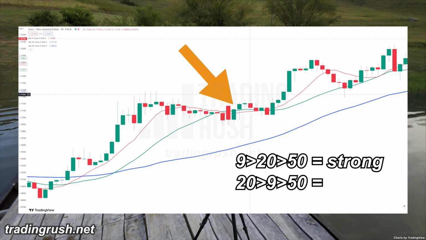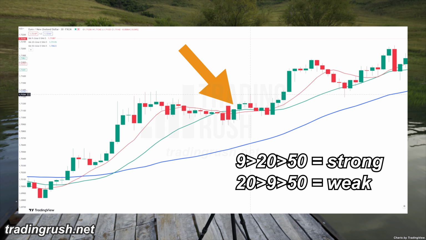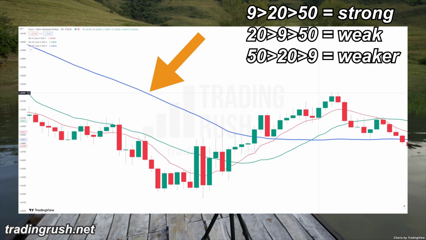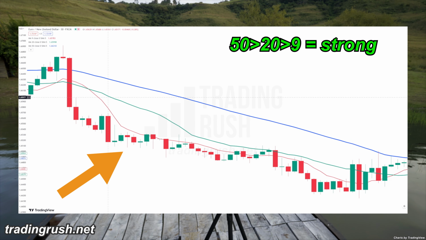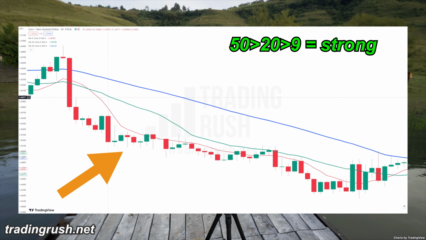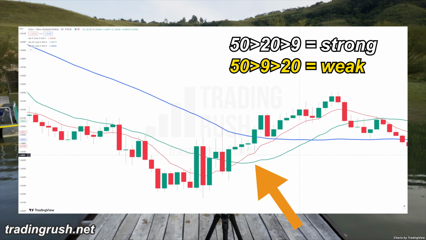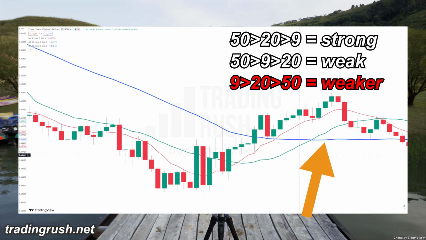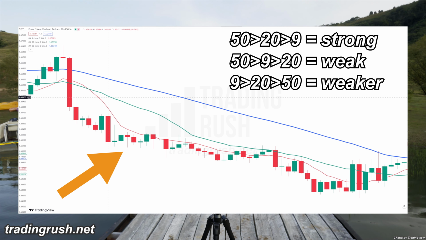If the pattern is 20 and 50 in an uptrend, the uptrend might be considered somewhat weak. An even weaker uptrend would be indicated by a pattern of 50, 20, and 9. In a downtrend, if the pattern is different from the 50, 20, 9 sequence, say for example 50, 9, 20, we could say the momentum is weak. A 9, 20, 50 pattern is not that good in a downtrend. We want to see more 50, 20, 9 pattern in a downtrend.